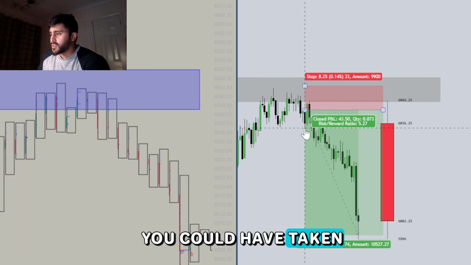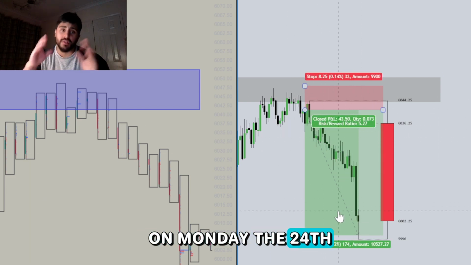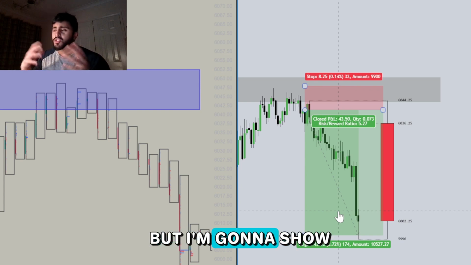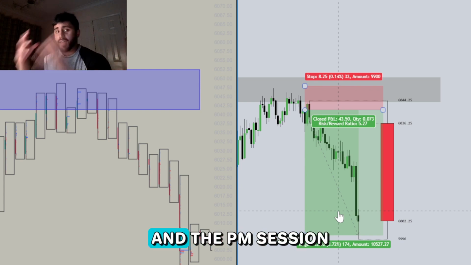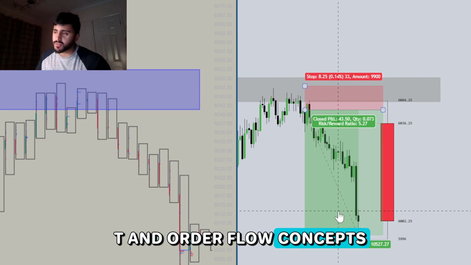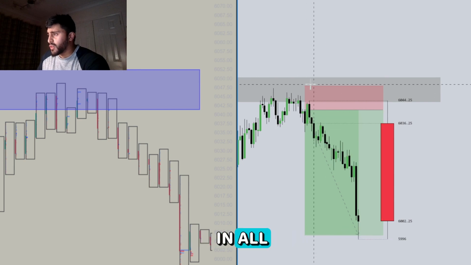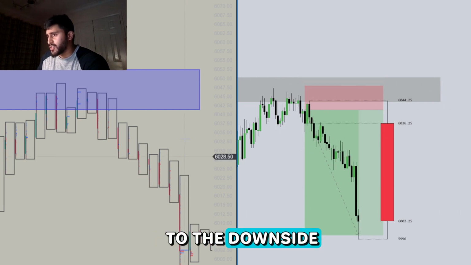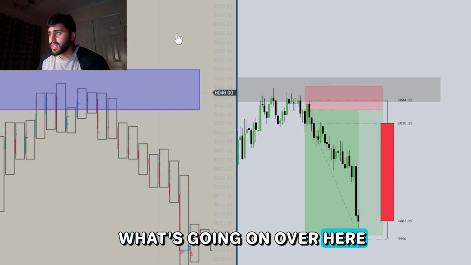So this is a trade you could have taken in the PM session on Monday the 24th. I only trade the AM session, but I'm going to show you how you can trade both the AM and the PM session in conjunction using ICT and order flow concepts. So the main thing you want to understand is, in order for you to catch this move to the downside, you need to understand what's going on over here on the left, right?